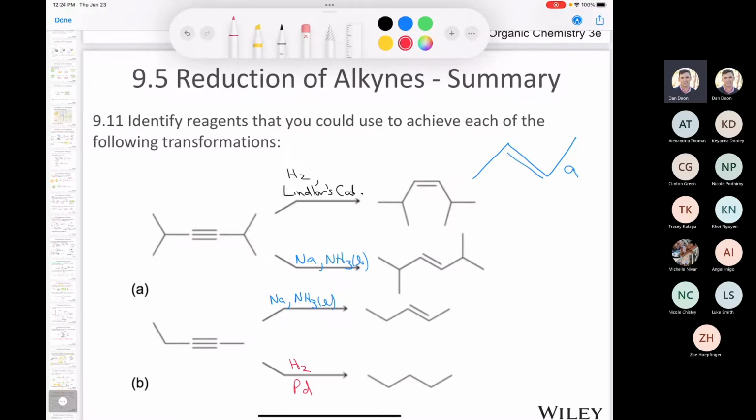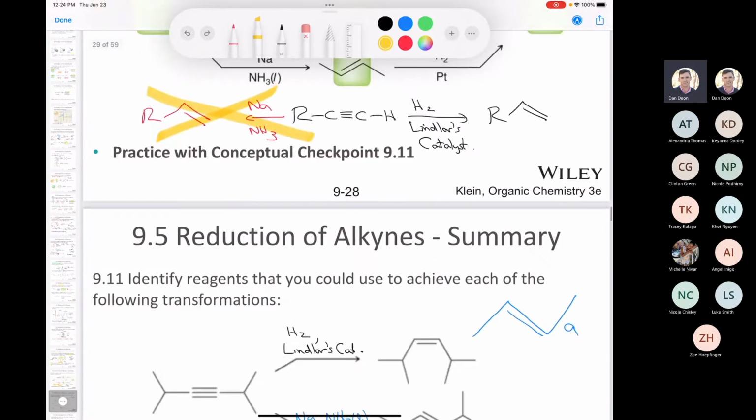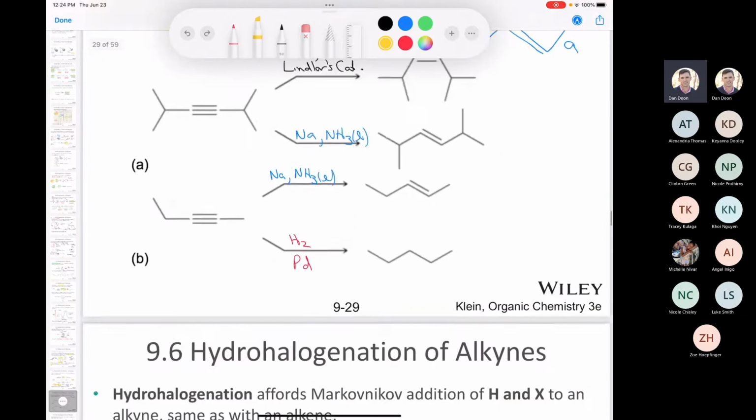We learned how to make a cis alkene and a trans alkene. We also noted that when you have a terminal alkyne and you want to reduce that to an alkene, you can't use sodium. You've got to use Lindlar's catalyst. So we got that down. All right, let's move on to the next section.